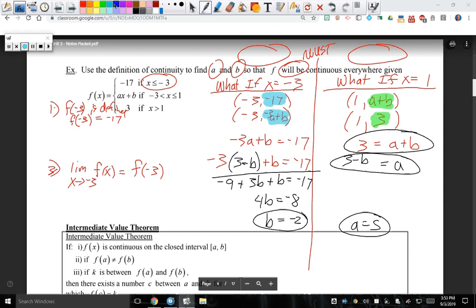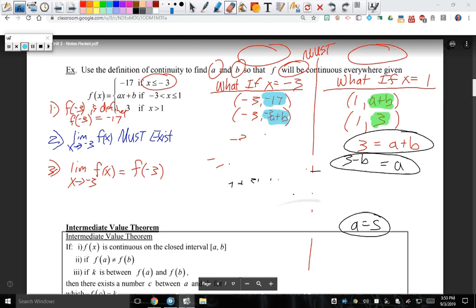Here comes the second part. We need to show that the limit exists. And we're saying that it must exist. So we're going to say the limit of f of x must exist as it approaches negative 3. And yes, you guessed it. That means we're going to break this up now into two separate parts. And we're going to have to show that work. B was what again? Negative 2? Negative 2. Okay. So b is negative 2.